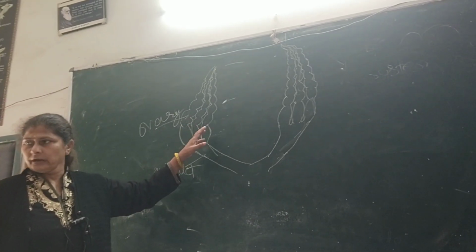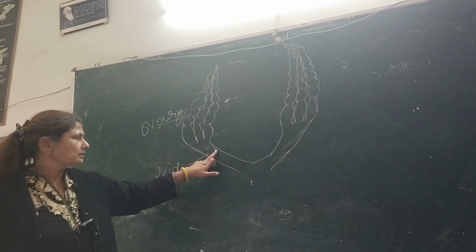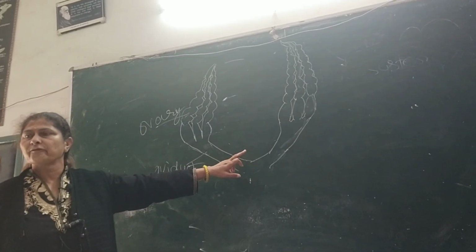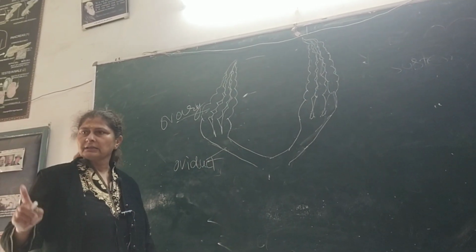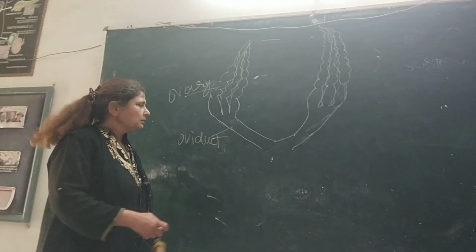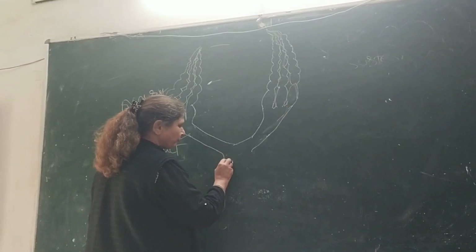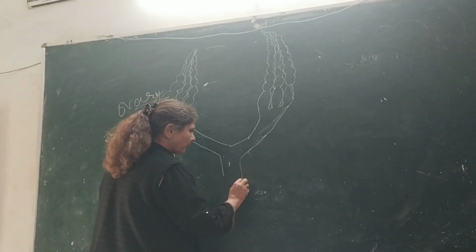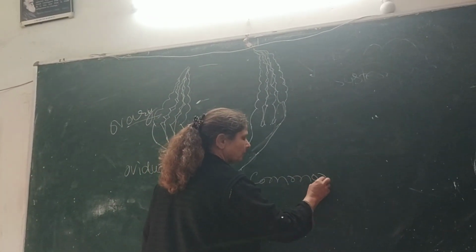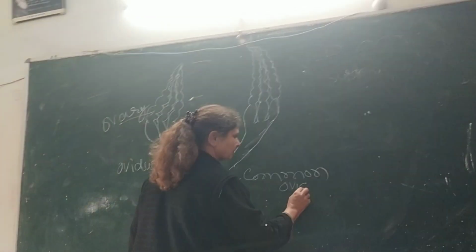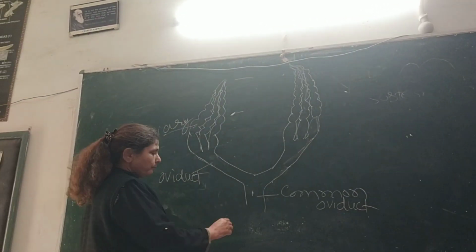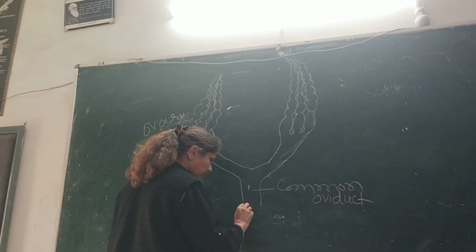These two oviducts. This is one oviduct, this is another oviduct. Collectively, one is called oviduct, two are called the oviducts. When these oviducts fuse, they form a common oviduct. This common oviduct, they again meet with each other.